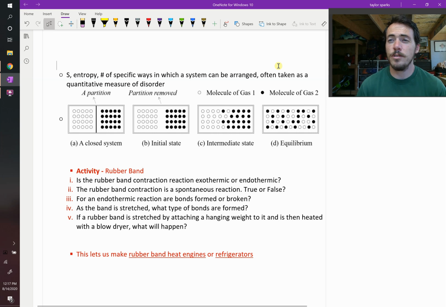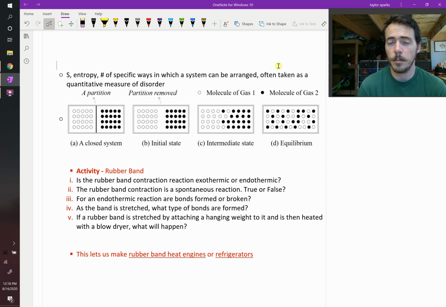Okay, having introduced the concept of thermodynamics and the idea of enthalpy, we're now free to talk about the next key component of thermodynamics, which is entropy. And you've probably heard of entropy before. It's probably not the first time you're hearing of it. The most common way that I hear it explained is it's the number of specific ways in which a system can be arranged, and it's often taken as a quantitative measure of how disordered something is.